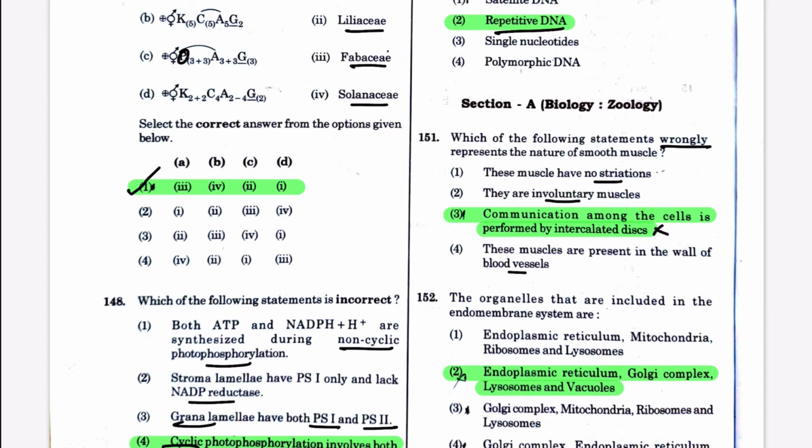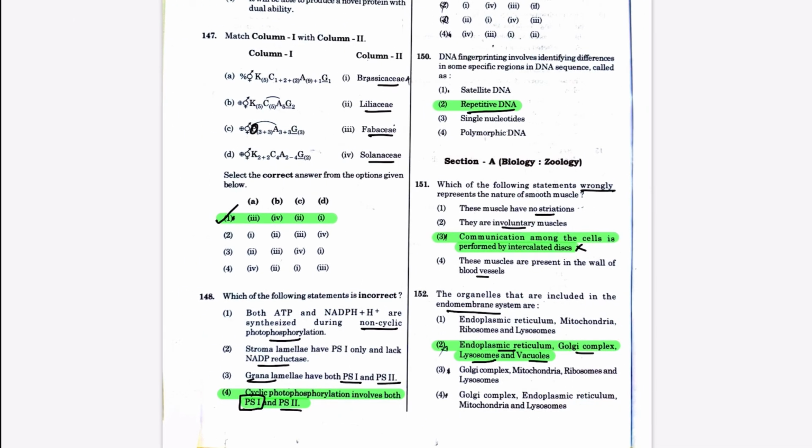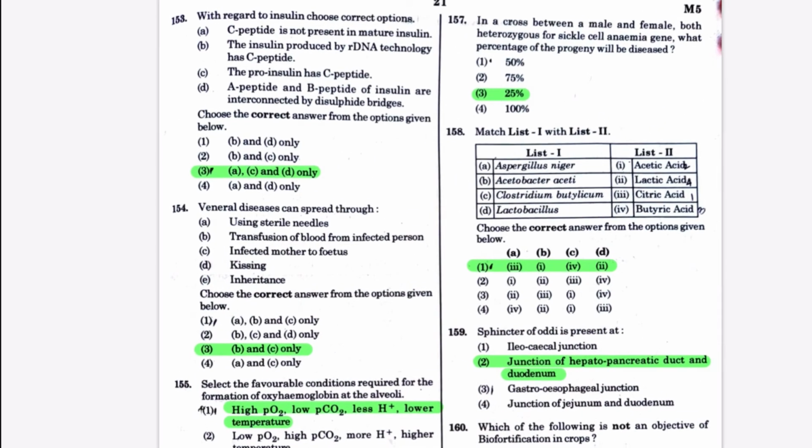And 152, it's a very easy question. They're asking you which of the organelles are involved in endomembrane system. We know it is endoplasmic reticulum, Golgi, lysosomes and vacuoles. Okay, right. So next question, 153.